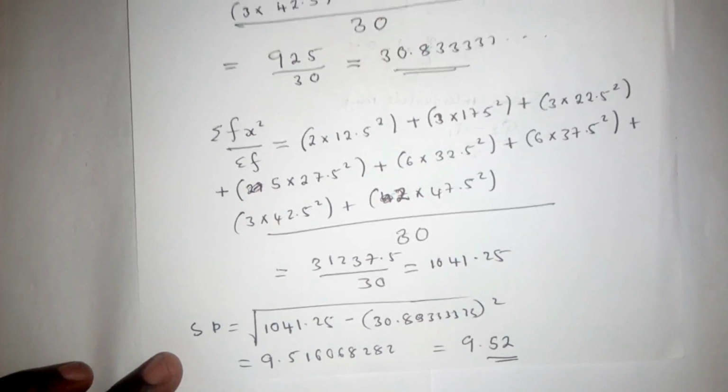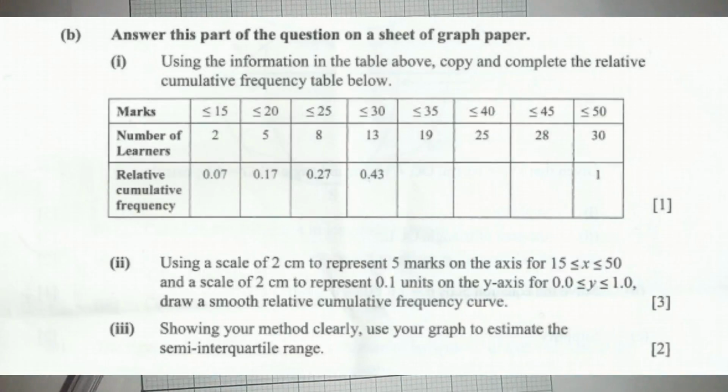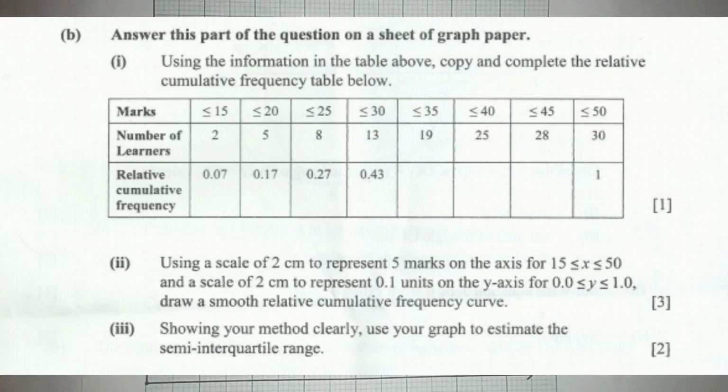Thank you. So for question 8b, they have said to answer this part of the question on a sheet of graph paper. So this is a sheet of graph paper where our solution should be put using the information in the table above. Copy and complete the relative cumulative frequency table below. If you can see, there are boxes where there are numbers missing. So we can work on the missing numbers.